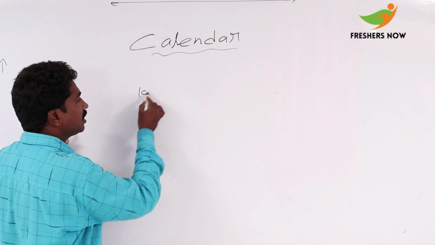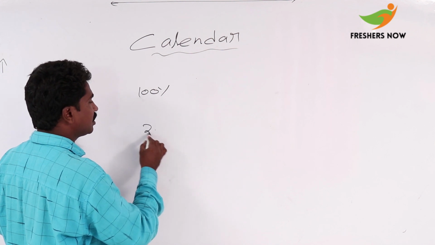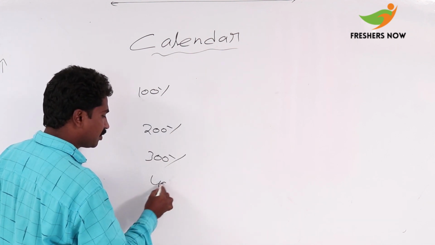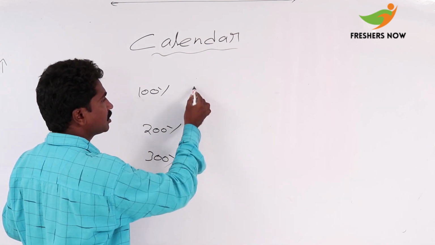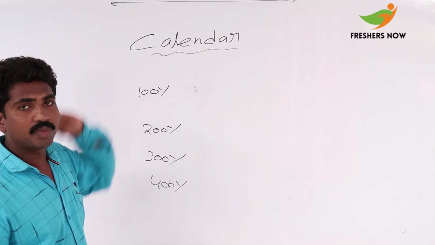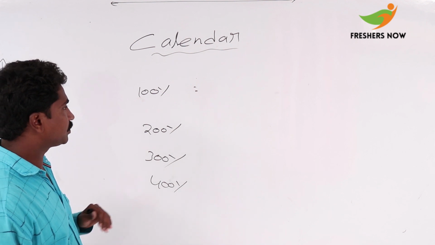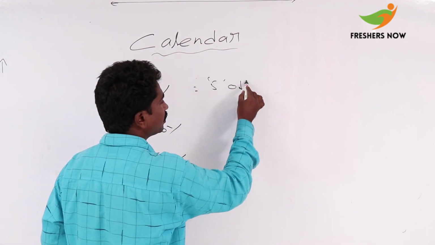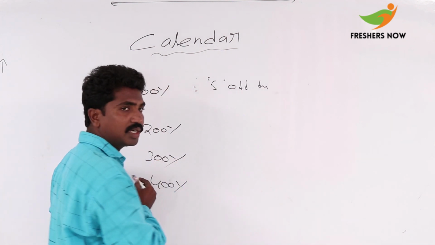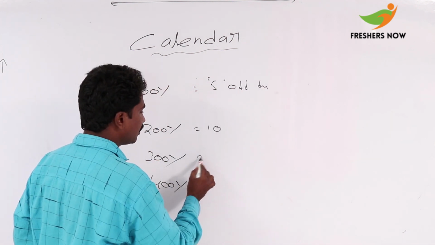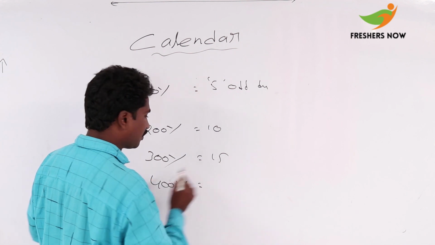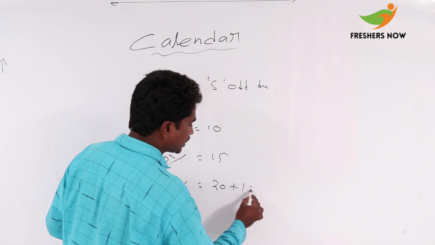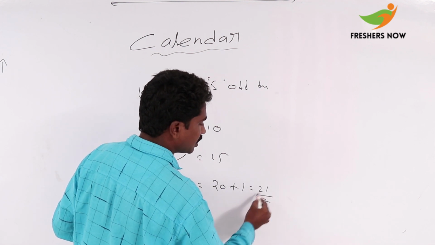For every 100 years, how many odd days? For 200 years, how many odd days? For 400 years, how many odd days? Here, for 100 years, 5 odd days. For 200 years, 10. For 300 years, 15. For 400 years, 5 4s are 20. But this is a leap year, so 1 day extra, 21.